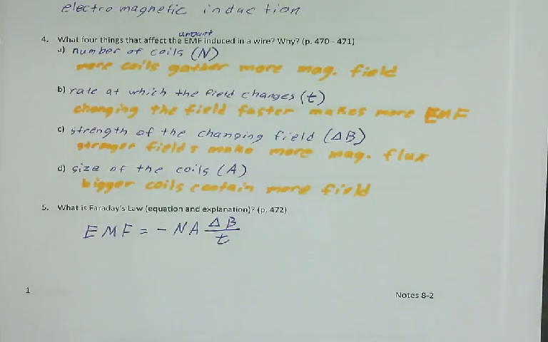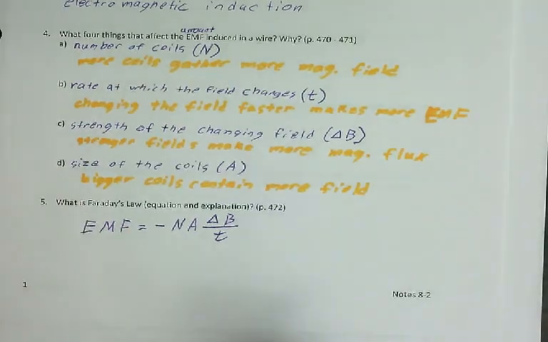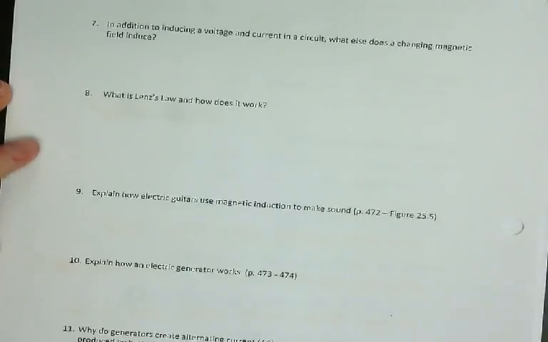Like if it's a circular, you'll have to use pi r squared. If it's a rectangle, you'll have to use length times width. But you'll use the area, and I'll give you those. You don't have to memorize areas. That's silly. Okay, on to the back page.